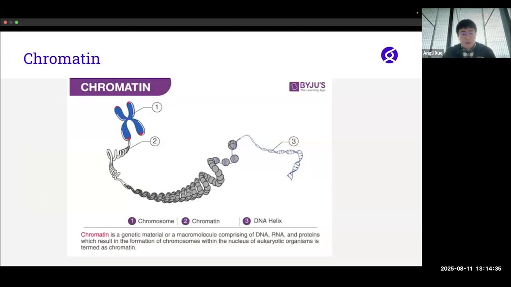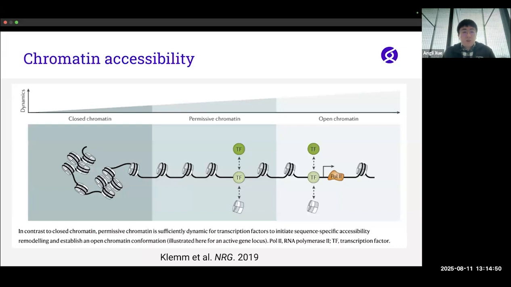I'll start by introducing the concept of chromatin. Chromatin is genetic material that is folded in 3D, packing DNA, RNA, and protein as a formation of the DNA. Chromatin accessibility, same as RNA, is a quantitative measure. The chromatin can be closed or partially open, and it also can be fully open.